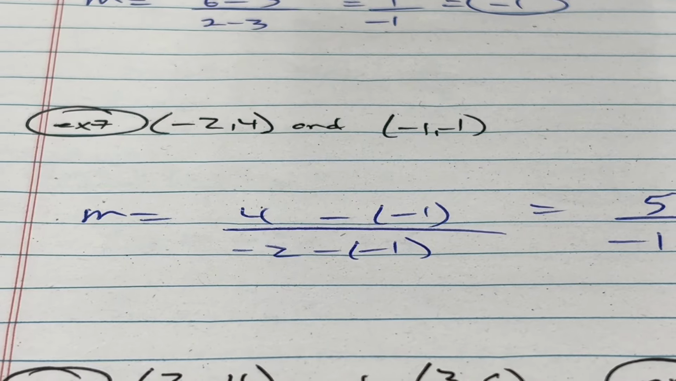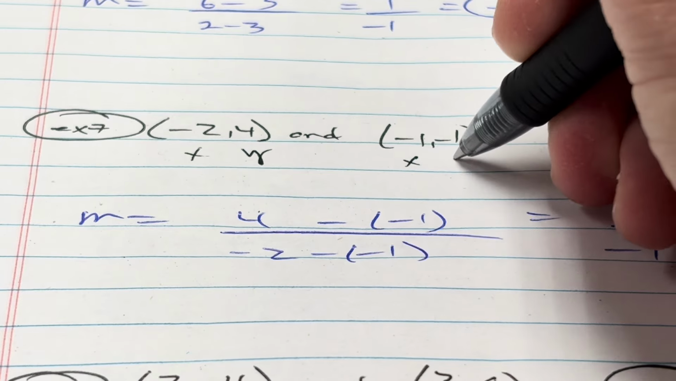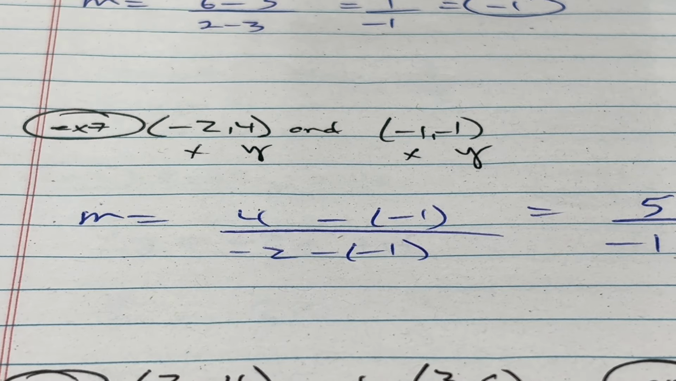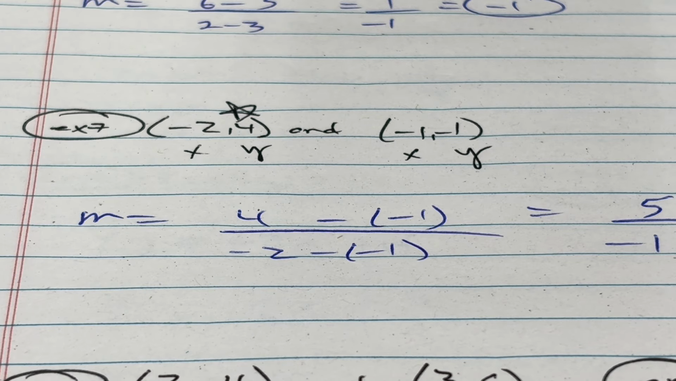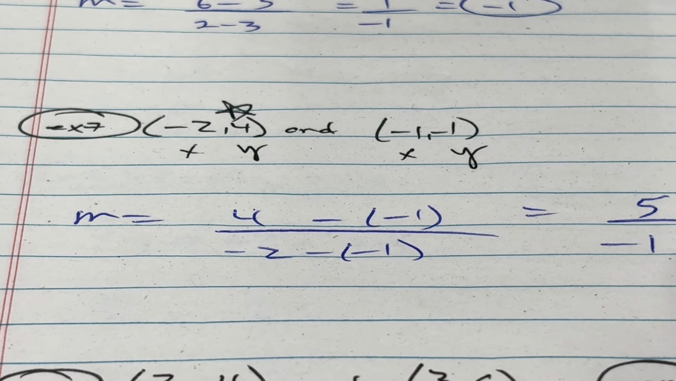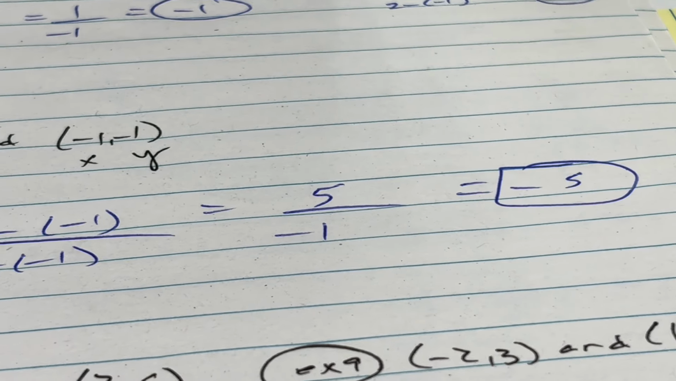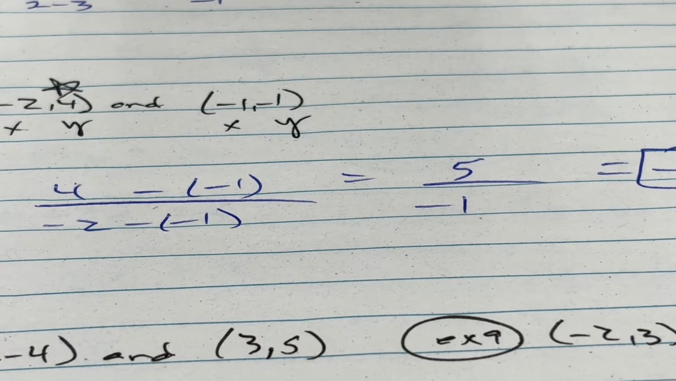All right, so then I have negative 2, 4, negative 1, negative 1. I have x, y, I have x, y. I'm going to take the bigger y, which is 4. I'm going to have 4 minus a negative 1 all over negative 2 minus a negative 1. And that's going to give me 5 over -1, which is -5. Again, pause this if you need to.